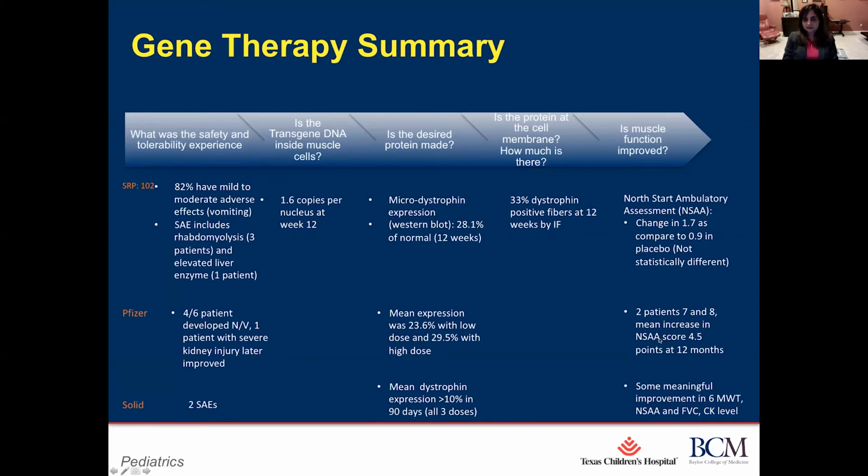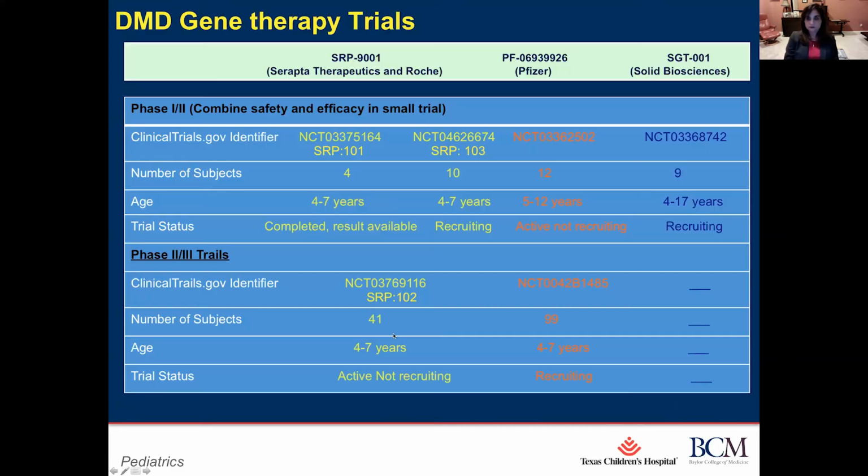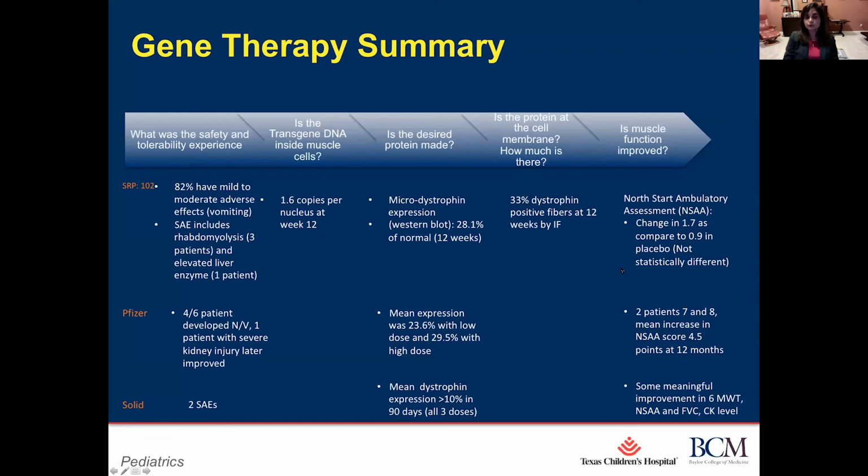In the Pfizer study, you can see the 2 patients who are 7 and 8 actually have an increase in NSA score of 4.5 after 12 months, which is kind of, I would say, meaningful because of the age. And in SOLID, these patients have been monitored, and they are showing improvement in the 6-minute walk test and NSA score, and they're also measuring forced vital capacity because their patient population was from 4 to 17 years. So they included both ambulatory and non-ambulatory patients. They also monitor CK level, in all studies, and it shows decline over time.